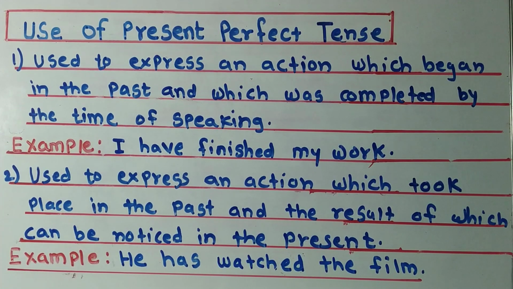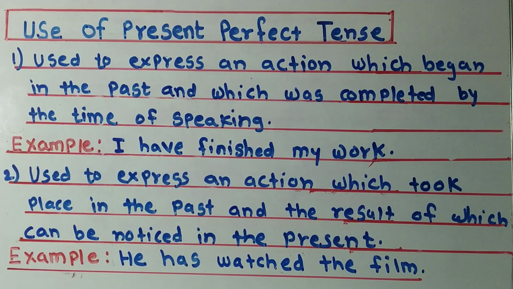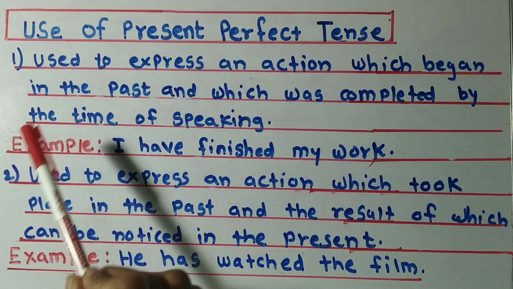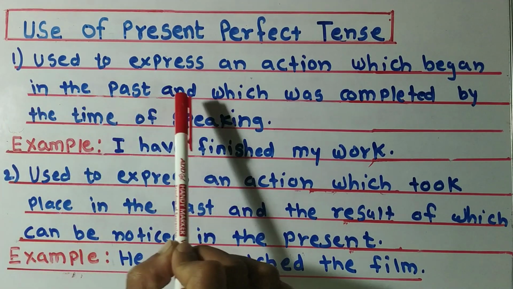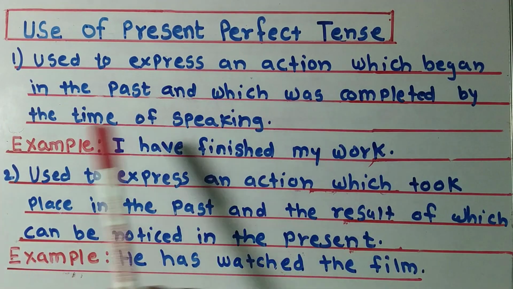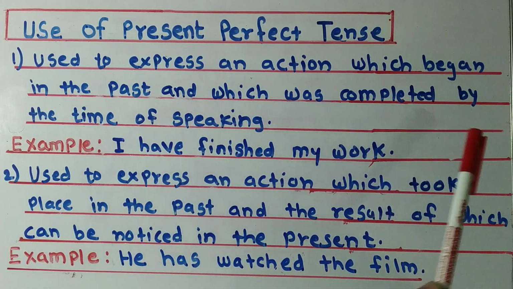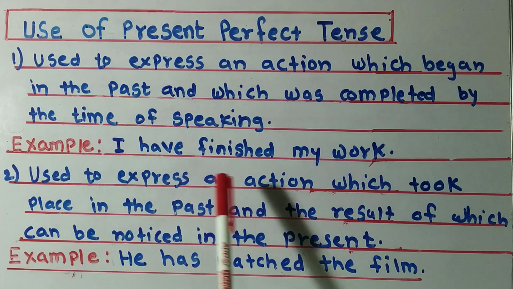Okay friends, after having talked about the structure of present perfect tense, we will focus on use of present perfect tense. As far as this tense is concerned, it is used to express two types of actions. We will study one by one both the uses. First one, it is used to express an action which began in the past and which was completed by the time of speaking. Example, I have finished my work.